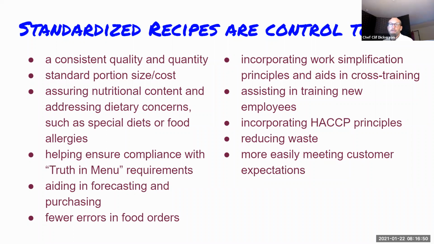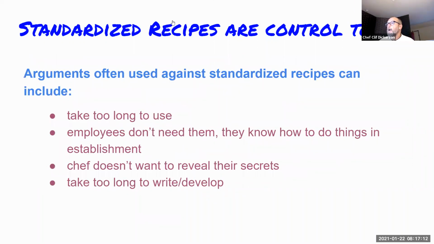It also allows me to know exactly what I need to order. Because if each line chef can do whatever they want, then I don't know what to order. I don't know how much to order. I don't know anything. So it's just kind of chaos and anarchy.